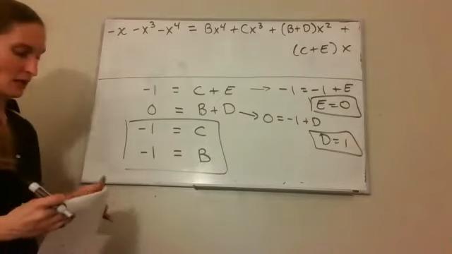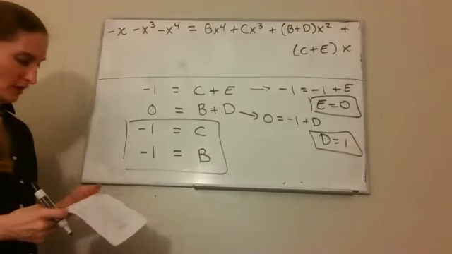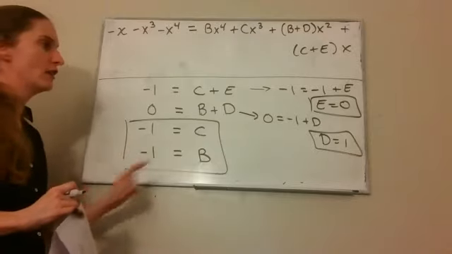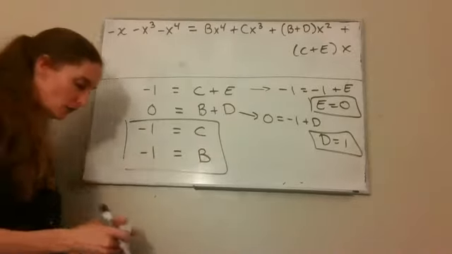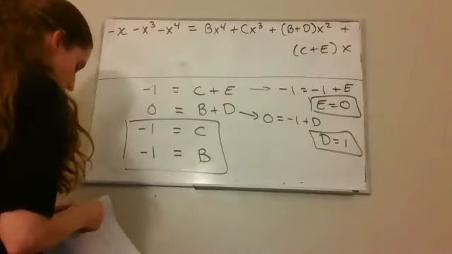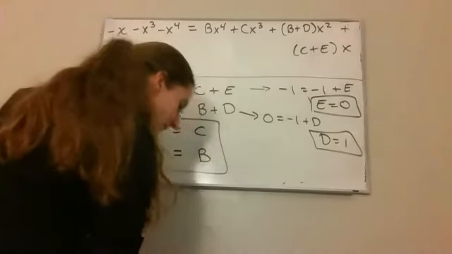So I had a was equal to 1, we had that earlier. B is -1, c is -1, d is 1, and e is 0. And now we're ready to write out the expansion so that we can integrate.